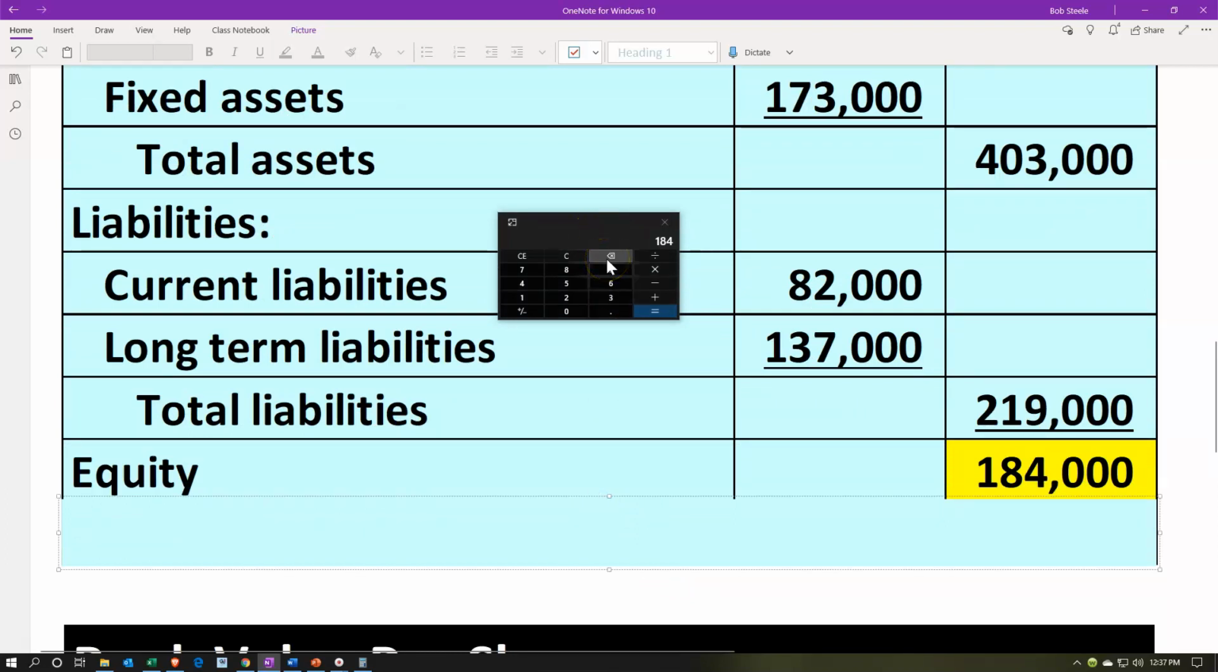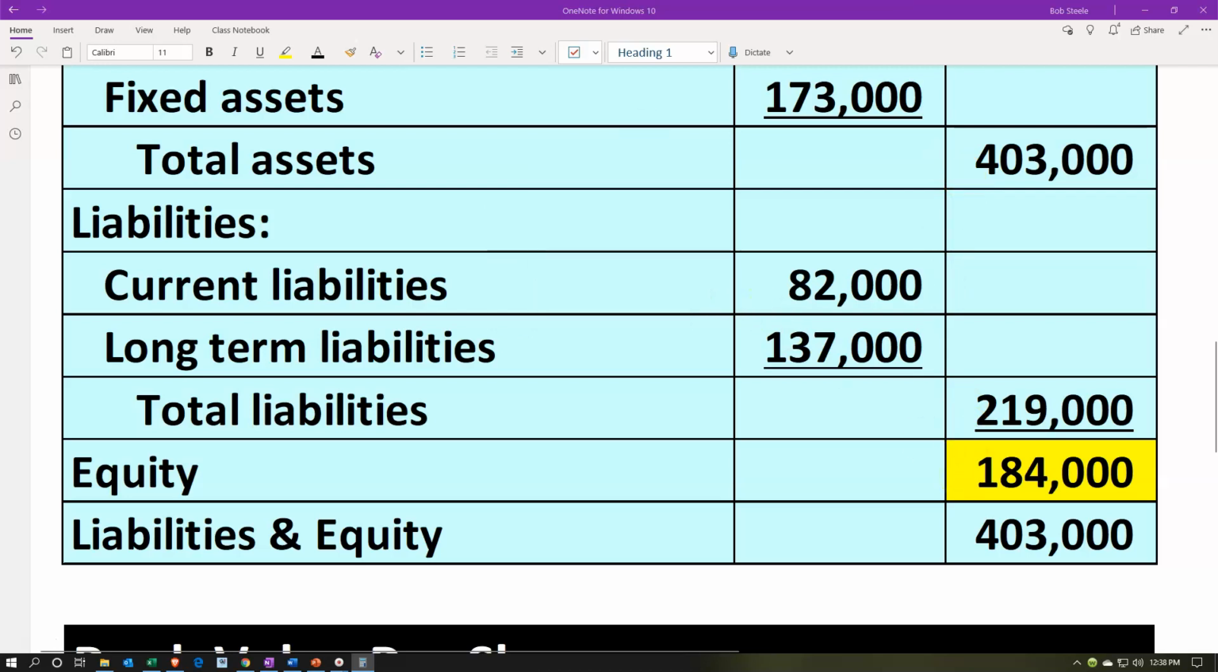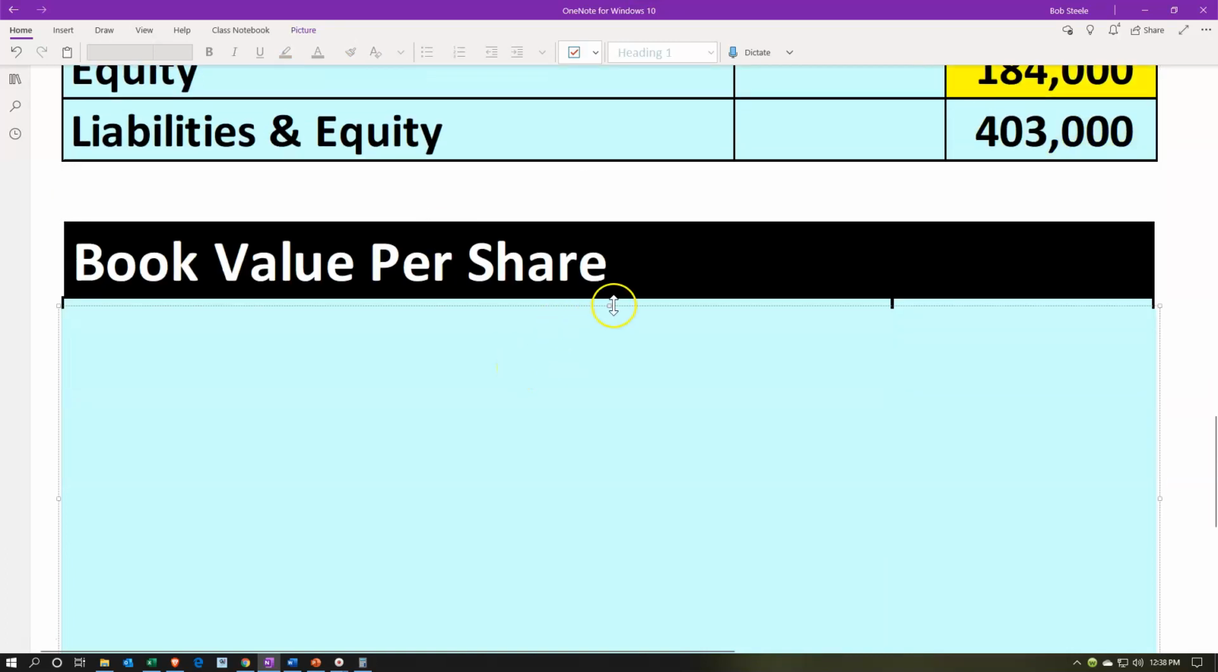Now, if you want to double check this and verify in a balance sheet type of format, then of course you can add up the liabilities and equity, the 219 plus the 184 has got to equal the 403, because obviously we got to the 184 by subtracting the liabilities from the 403 assets. So we're focusing in on the equity, which represents the book value of the company. Then we go down to the book value per share calculation.